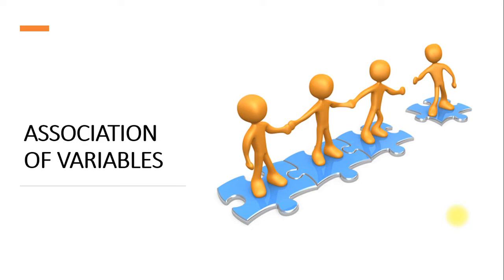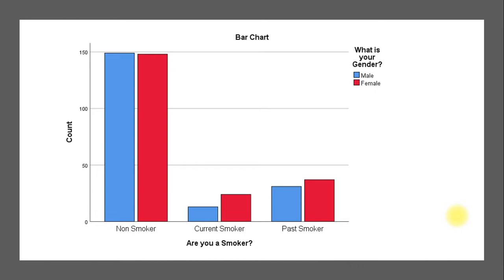Now the first thing that we want to know is the association of variables, and we can find this out by using the bar chart produced by SPSS. The bar chart says, are you a smoker? You can see that blue is the male and red is the females. So here you can see that in the non-smoker category, male and female respondents are almost equal. There is no difference between male and female, whether you are a smoker or non-smoker, there is no difference at all.